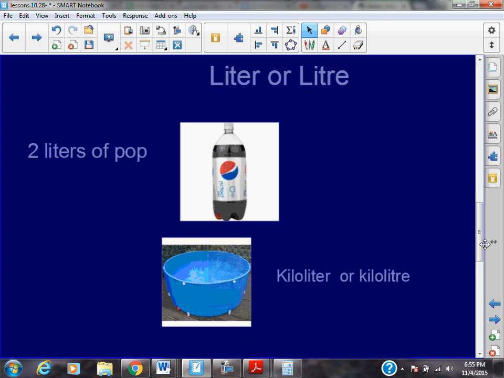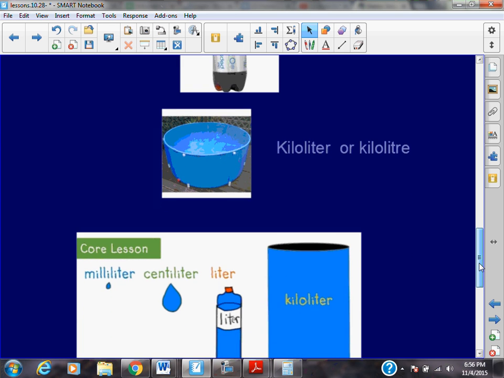Now, a kiloliter would be like 1,000 liters or 500 bottles of pop. And so I have this picture of this swimming pool. This is about a kiloliter of liquid, and in this case, it's just water. It doesn't always have to be liquid that you are measuring capacity for. You could have sand, you could have how much rice fits, how much corn fits, and so on.